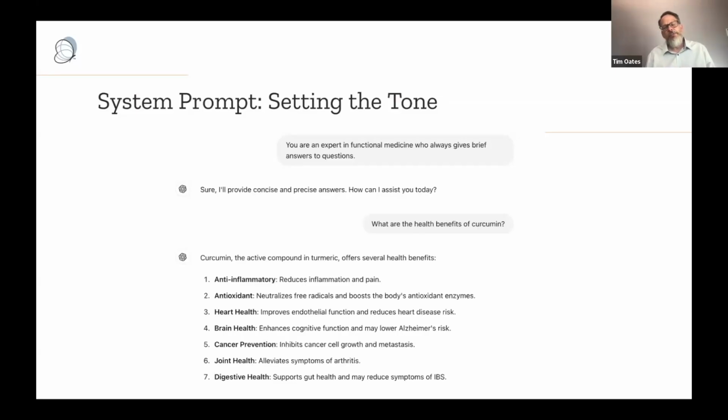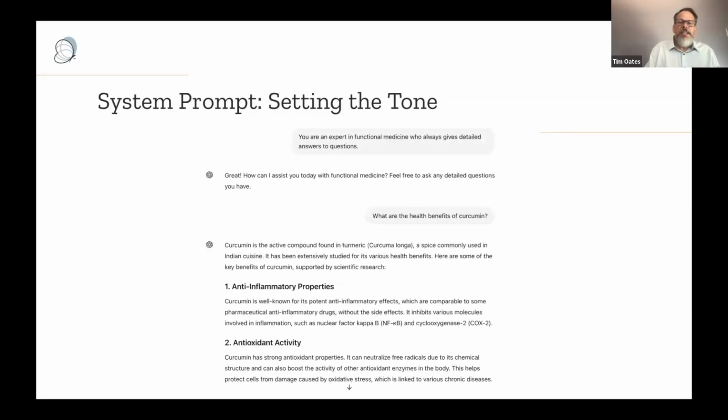And I said, what are the health benefits of curcumin? It goes, okay, it's the active compound in turmeric. And then here's a bunch of information about some of the health benefits. So remember, in this case, the prompt was, you're an expert in functional medicine who always gives brief answers to questions. Then I said, you're an expert in functional medicine who always gives detailed answers to questions. And I say, what are the health benefits of curcumin? And it gives me the same things like anti-inflammatory properties and antioxidant activity, but then it goes on and explains it in a bit more detail.